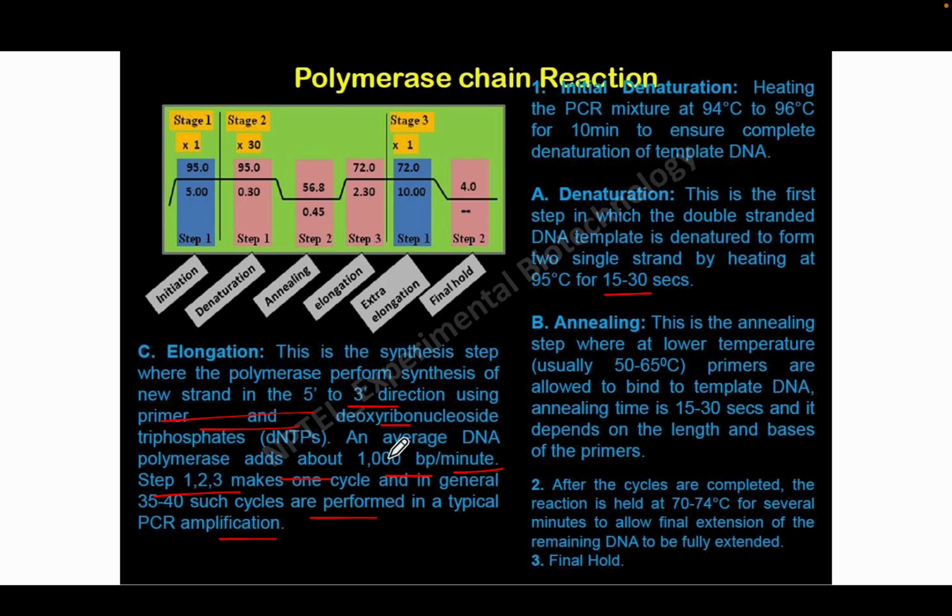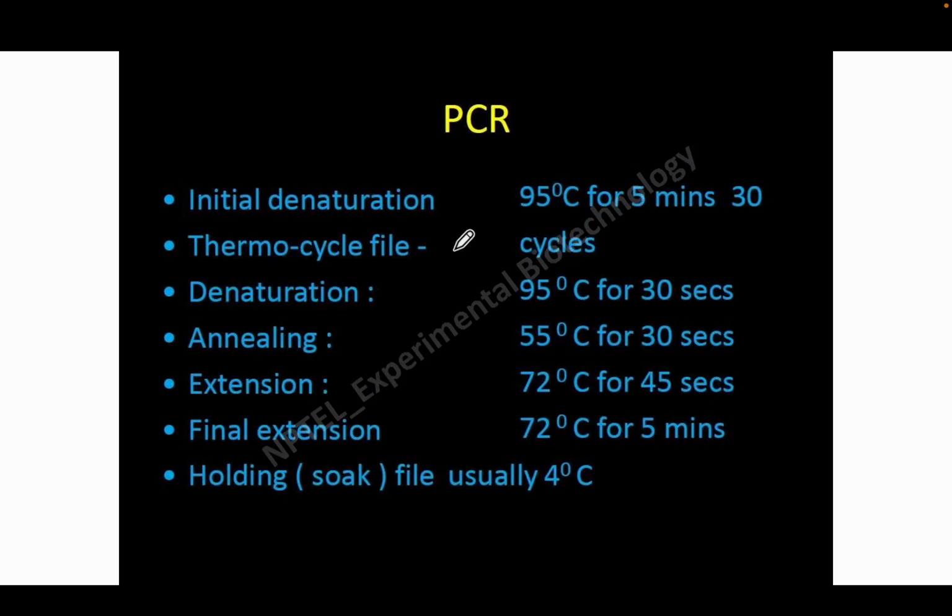PCR application. After the cycles are completed, the reaction is held at 72 degrees Celsius for several minutes to allow the remaining DNA to be fully extended. While replication was going on, some of the amount still needed to be replicated, so this gives time for extension. And then a final hold at 4 degrees means your PCR reaction is done, and you just take out your PCR reaction. For short term storage, keep it at 4 degrees, and for long term storage you can keep it at -20.